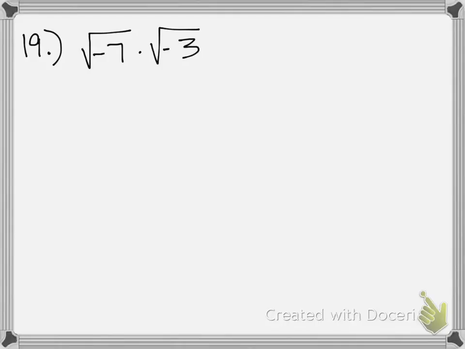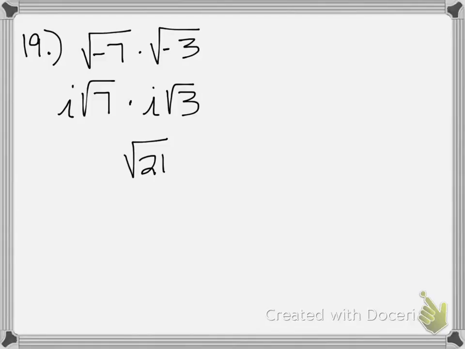So let's just rewrite this real quick. Instead of the square root of negative 7, I can actually pull out the negative. Whenever you see a negative under the radical, that just translates to i. So this is really i square root 7 times i square root 3. That's all it is. Now, I can multiply the 7 and the 3 and get what? I can get the square root of 21. What's i times i? i squared.